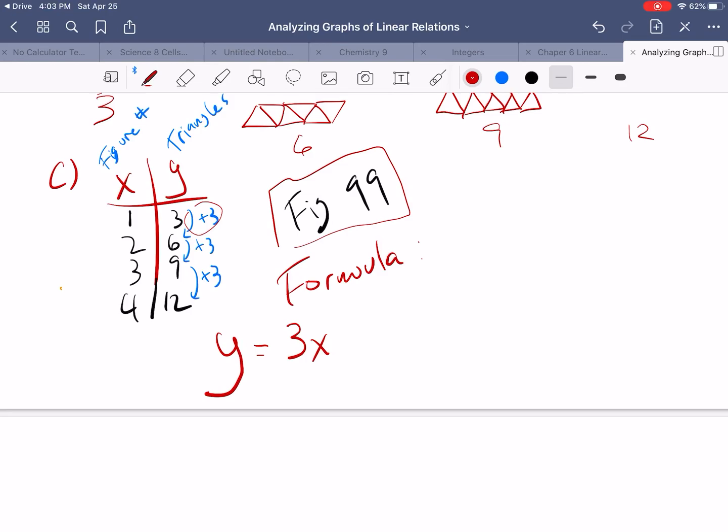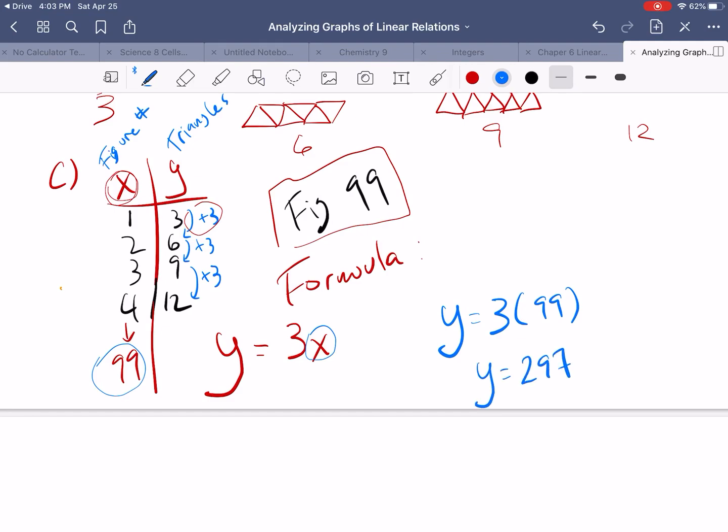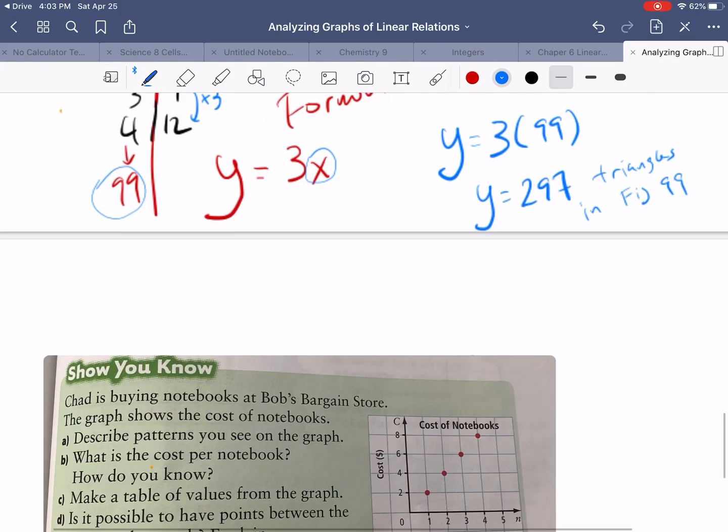So I want to know how many triangles are in figure 99. Looking here, we notice that the figure is the x. So basically 99 is down here. And so all I need to do is insert the number 99 in the x place to get this answer. y equals 3 times 99. And when I do the math for that, just to double check here, 3 times 99 is 297. So there's going to be 297 triangles in figure 99. Cool. So that's how we do the first problem.